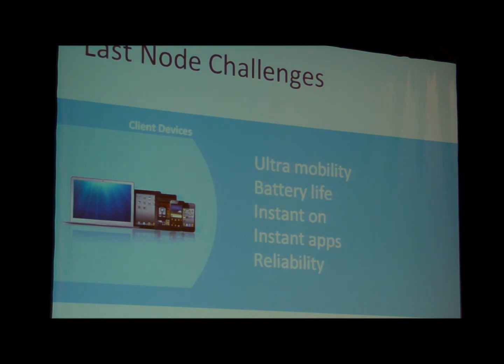Now let's go to those devices themselves. What we want is a mobile experience where we can get to that data whenever we want it, on whatever we're using at the time. We want ultra mobility. We want longer battery life. We want those devices to come instant on. We don't want to wait for boot times. We want those applications to launch instantly. We want them to be ultra reliable. But we don't just want this in our phones and our tablets, which we've come to use.